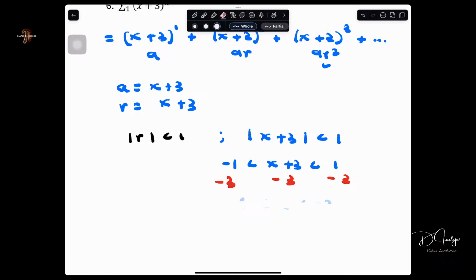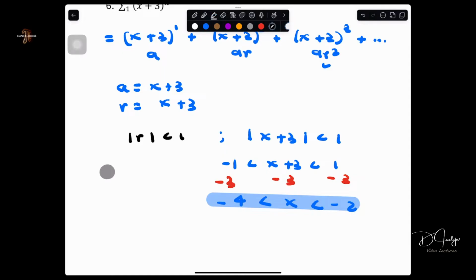Let's write that a lot better. Negative 4, less than x, less than negative 2. We'll get convergence for these values of x.